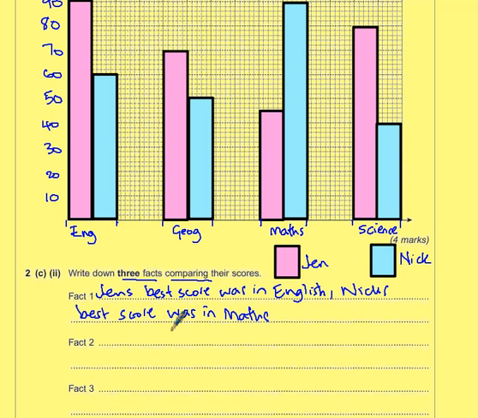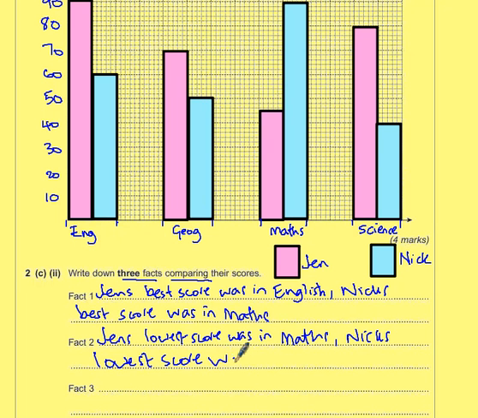We could compare their worst scores. So Jen's lowest score was in maths. Nick's lowest score was in science.